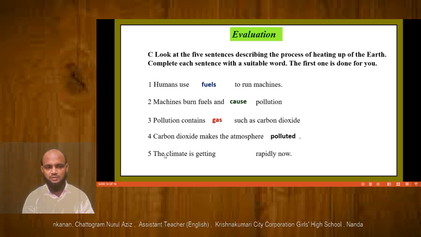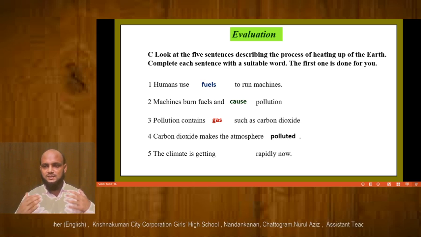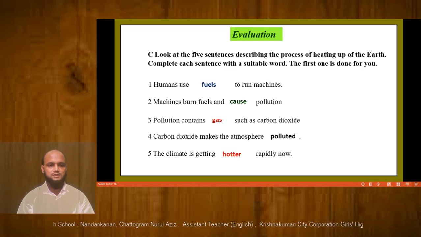And question number 5: the climate is getting dash rapidly now. Climate is getting what? This is rapidly and this is now. What is happening? This is hotter. The climate is getting hotter rapidly now. So I think you understand this, and you could do this well.